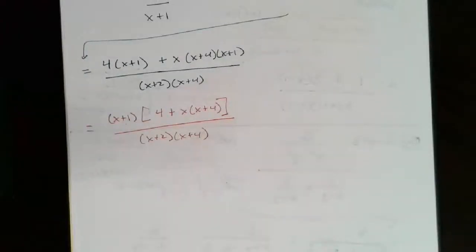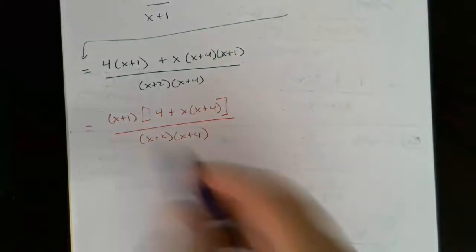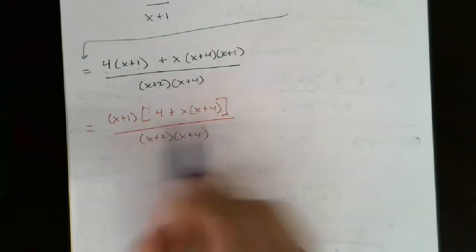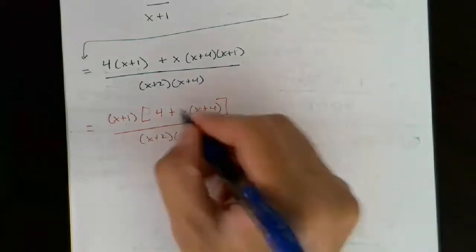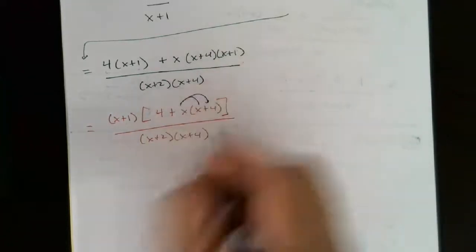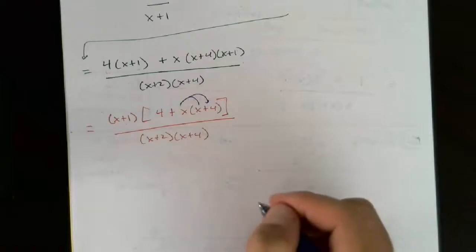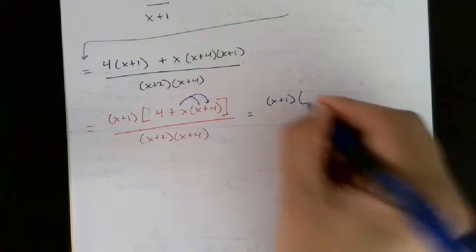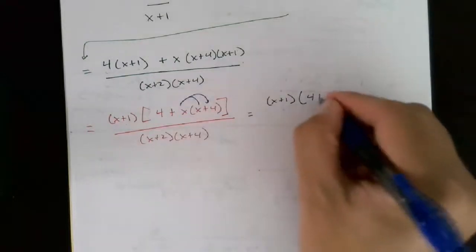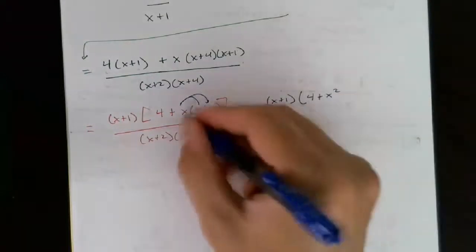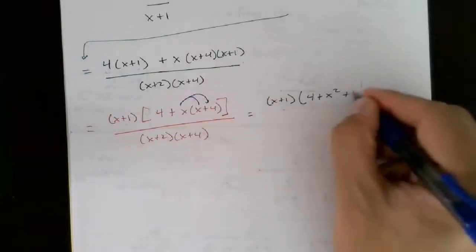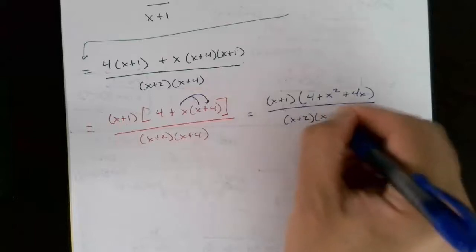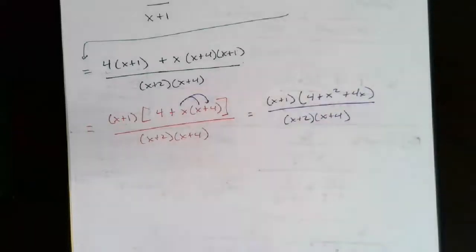Now, once you've factored this out, you should simplify the inside of this. You can't start canceling because this is still not just a product, right? There's addition in here. So we're going to distribute the x in, and we'll keep everything else the same. So when I do that, this will be x plus 1, times, here I'll be left with 4 plus x squared, distributing the x, and then x times 4 will be plus 4x. All over here we have x plus 2 times x plus 4.